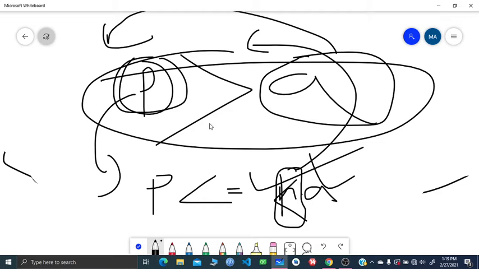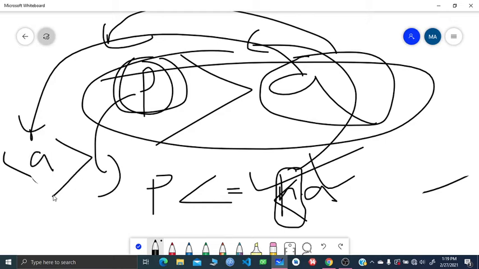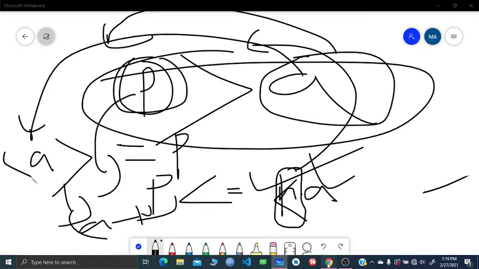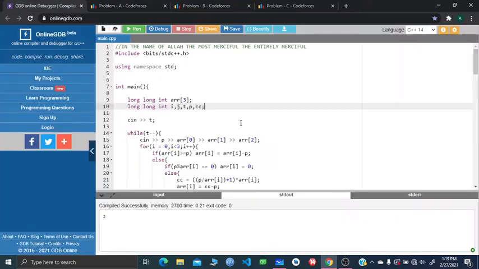I will try to find the upper bound. The upper bound of K times A will be the upper bound number of P. That's exactly what we have to do. When we find that upper bound number, we know that my new A is definitely greater than or equal to P, and then the remaining operation is A minus P.